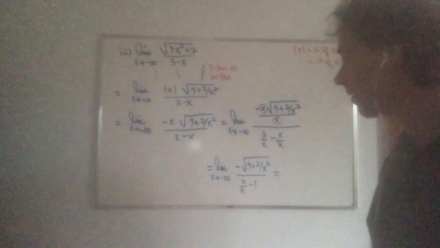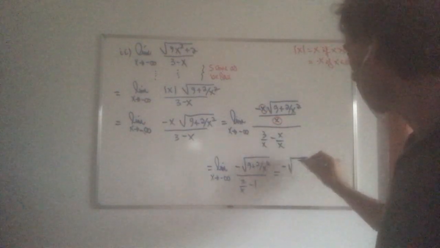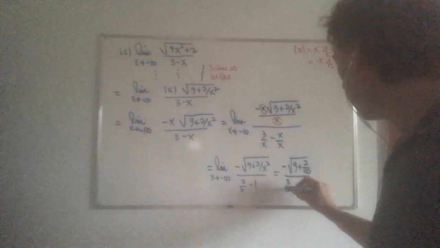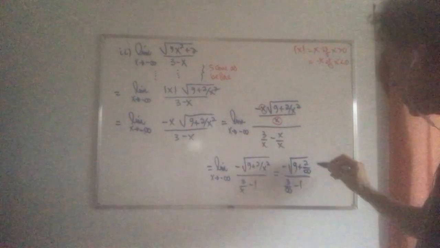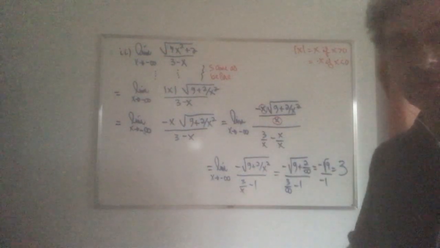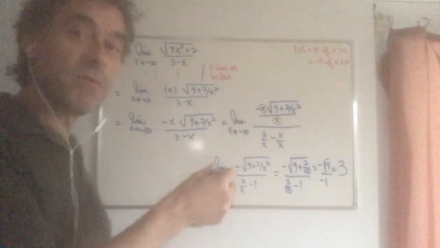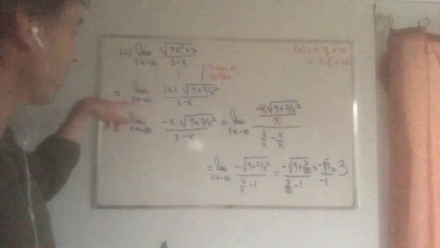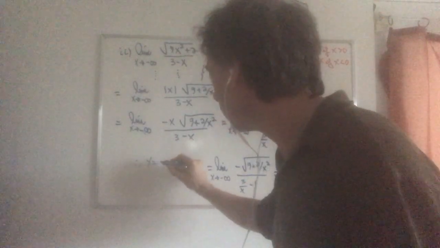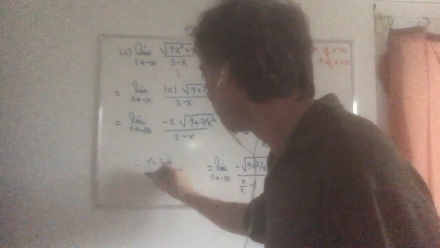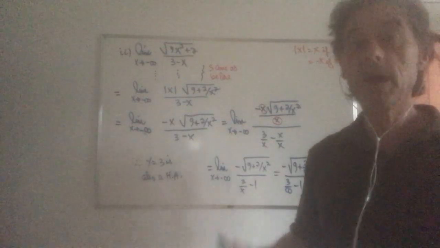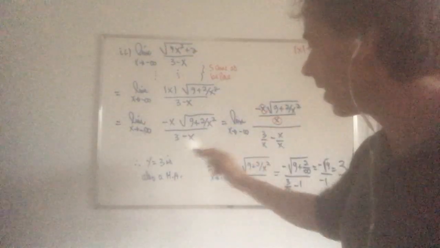If you put minus infinity into there, you're going to get minus the root of 9 plus 2 over infinity over 3 over infinity minus 1. Everything that's infinity goes to 0, so that's minus the root of 9 over minus 1. And that is now positive 3, as opposed to the case of positive infinity, where we got negative 3. In the case of minus infinity, we get positive 3. So the conclusion here is that y is equal to 3 is also a horizontal asymptote. So in this problem, we ended up showing that there were two horizontal asymptotes, one at negative 3 and one at 3.